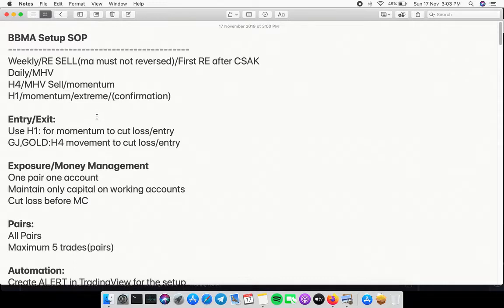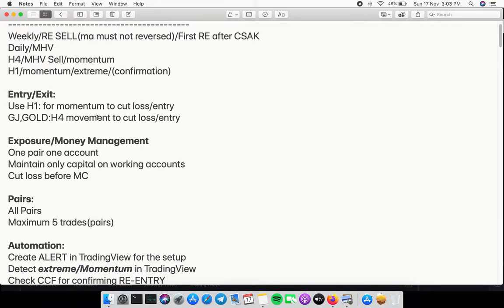Money management: we trade one pair in one account, maintain only capital on the working accounts, meaning we withdraw our profit every weekend, so we always cut loss before we MC our account. We trade all pairs, but we only trade a maximum of 5 pairs. This is to make sure we are not mixing all the pairs in the same account, and also to keep the trade level at a manageable level. We use automation. We create alerts on TradingView for our setup, and the indicator is able to detect extreme, momentum and also re-entry.